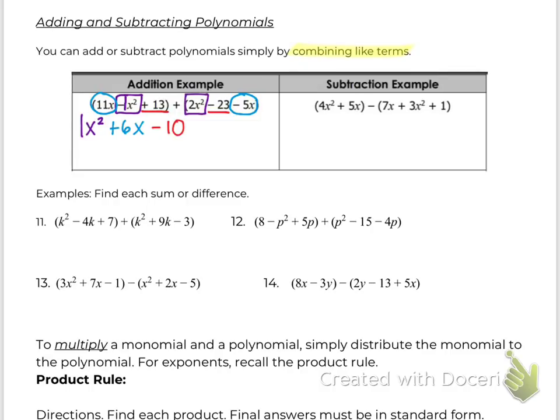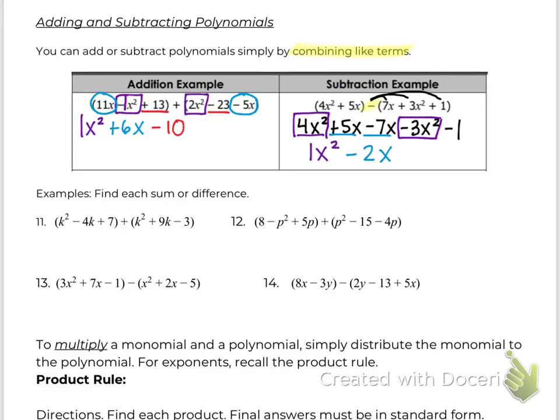Okay, now do you see how this one has a subtraction sign? We need to distribute this to everything behind it first, because that negative is different than a positive. If we were to distribute a positive 1 to everything, it wouldn't change any signs. But if we're going to distribute a negative to everything, it's going to switch all of those signs. So this stays the same. I'm just going to bring that down. And instead of a positive 7x, I have negative 7x minus 3x squared minus 1. Now I can combine like terms. So 4x squared minus 3x squared is 1x squared. 5x minus 7x is negative 2x, and then bring that minus 1 down.